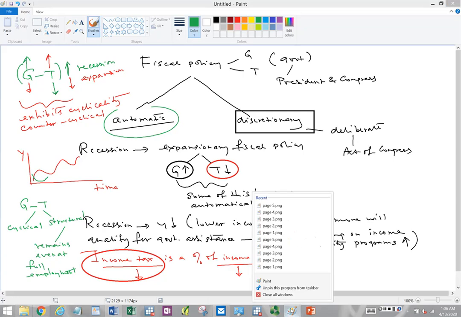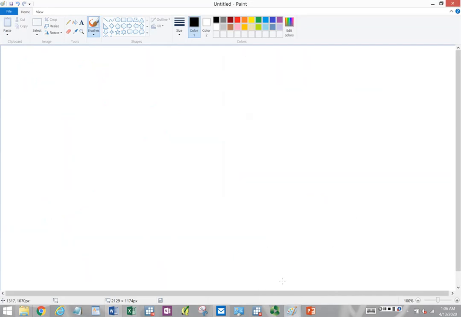Next, let's look at some difficulties with fiscal policy. Problems with discretionary fiscal policy. Right? Now that's the part that has to be done deliberately by Congress and the President. Correct? So when there is a recession, besides the automatic fiscal policy kicking in, by the way, there is another name for automatic fiscal policy. It's called automatic stabilizer.